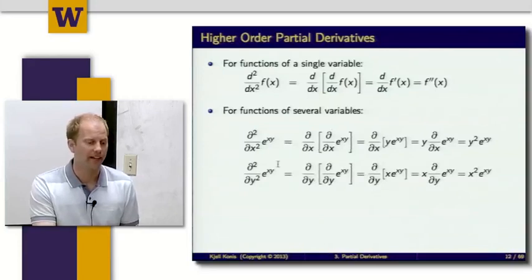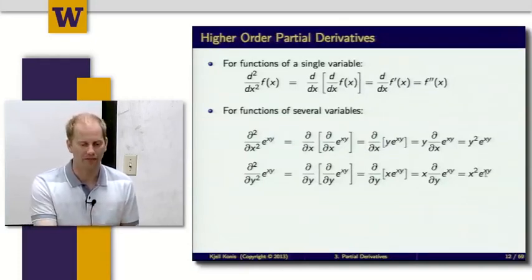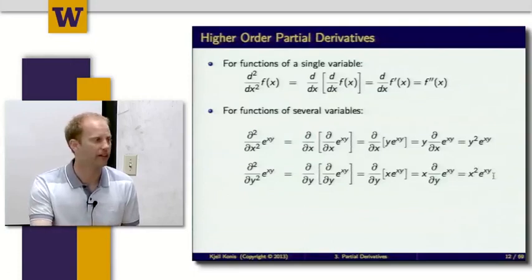And then similarly, if I want to take the second partial derivative of e to the xy with respect to y, I'm going to do exactly the same thing, except I'm just going to have partial y's in the denominator. And in this case, this is such a simple function, I could just relabel the x and y. So we can skip the computation and just see that the output is going to be x squared times e to the xy.